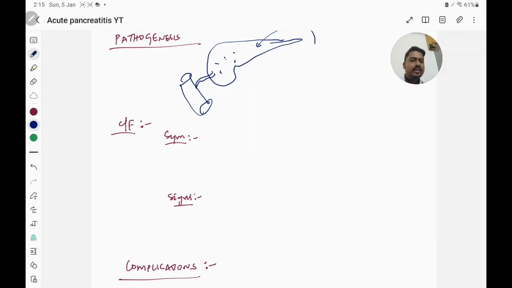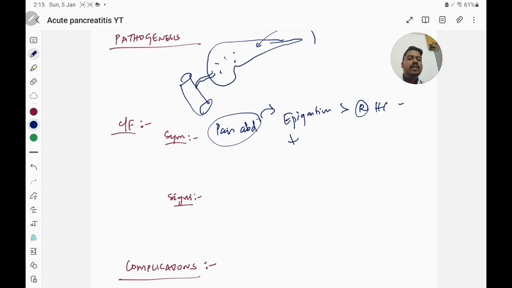So what are the clinical features? How does the patient come to you? The patient will be normal, and suddenly he'll develop pain abdomen. The classic location is the epigastrium. The most common location is the epigastrium, followed by the right hypochondrium. There will be a lot of tenderness, there can be guarding also. One typical history is pain radiating to the back, and the patient will be leaning forward to avoid this pain.